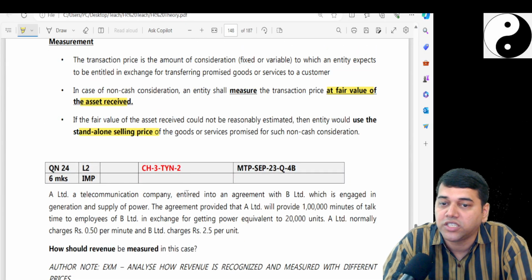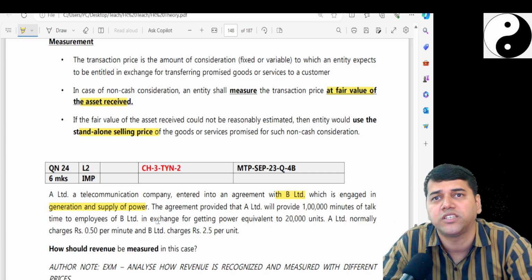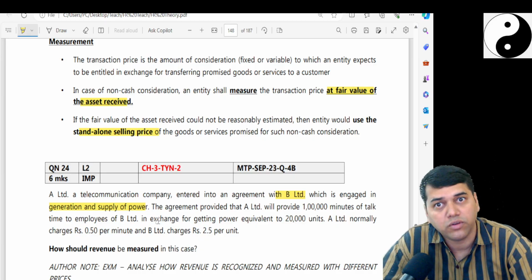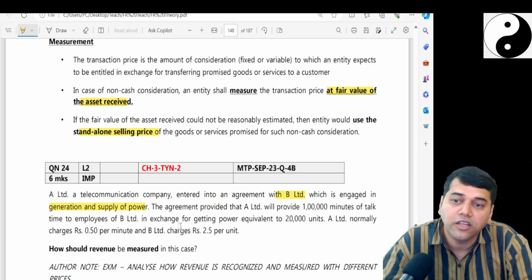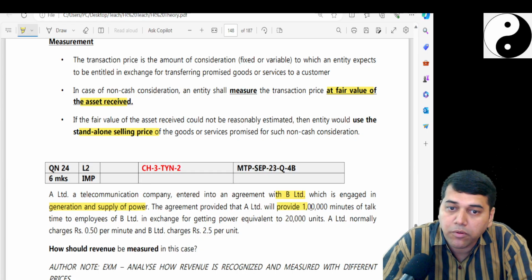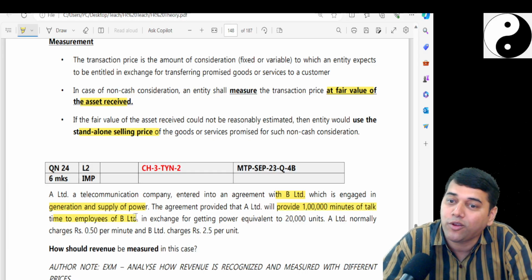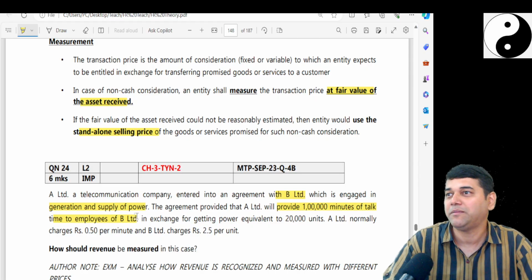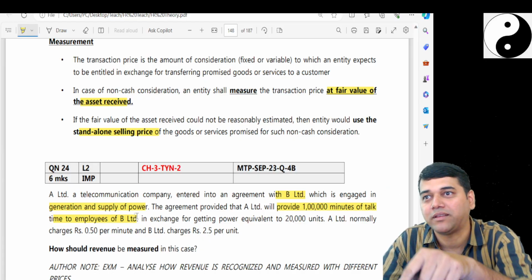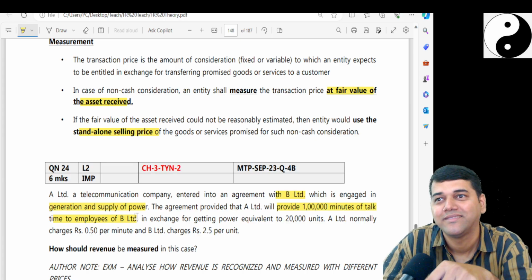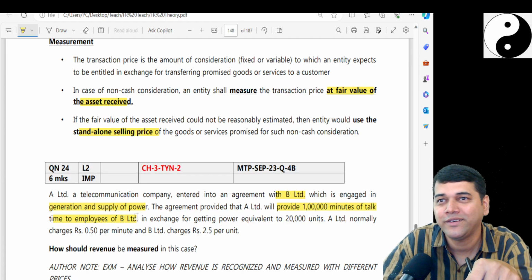Now a telecommunication company entered into an agreement with a power generation company. Now why does the telecommunication company have to enter into an agreement with a power generation company? Because telecommunication requires power, 24-hour power. And what does the power generation company get? Let us see. The agreement provides that A will provide 1 lakh minutes of talk time to the employees of B. And this power generation company will become a hero in front of the employees: free mobile for you. 119 applies. Employee benefit expense. Followed, no?